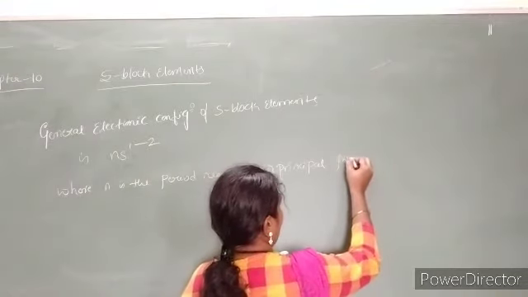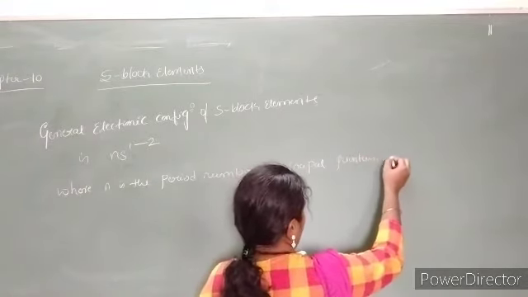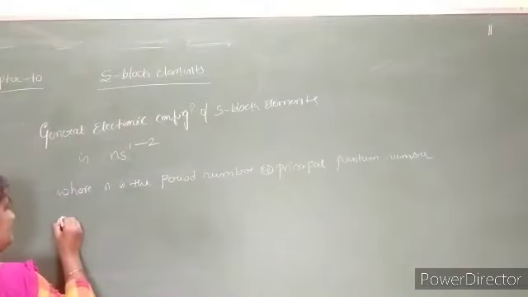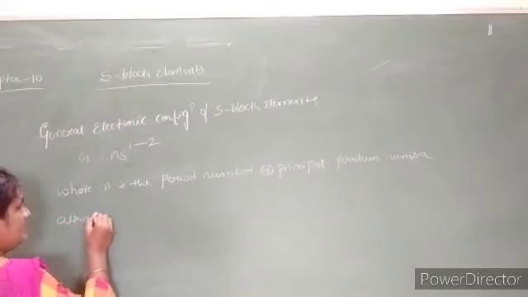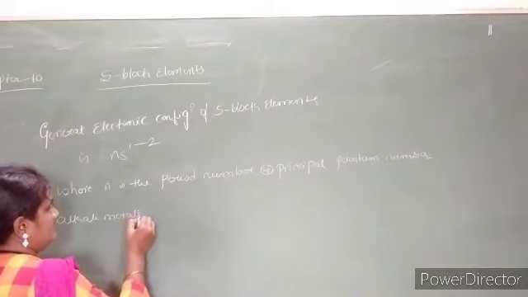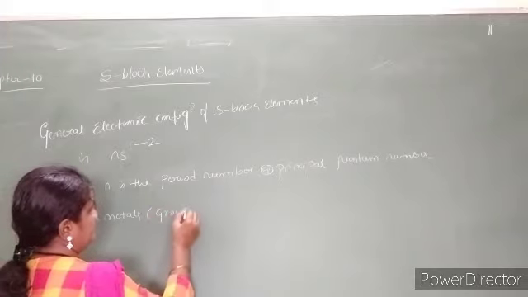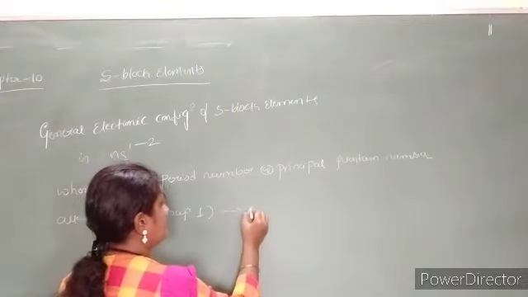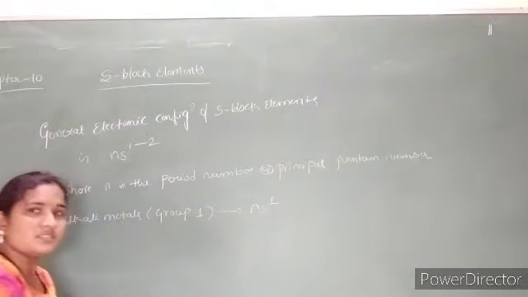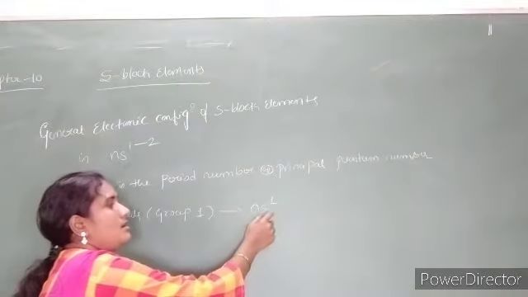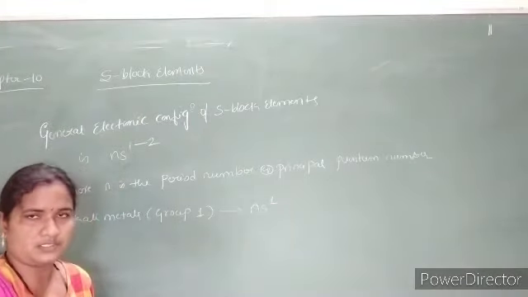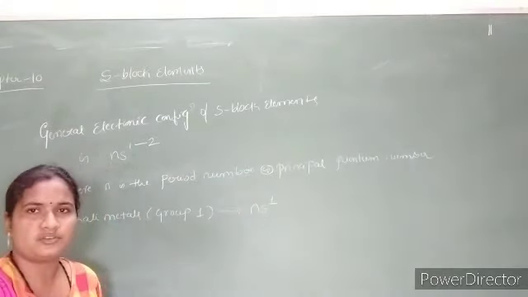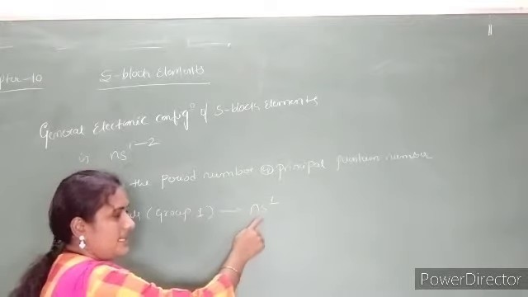Principal quantum number. And the alkali metals. The alkali metals means group 1 metals. Group 1 metals have the general electronic configuration ns1, meaning the last electron is only 1, so they contain 1 valence electron. That is why the general electronic configuration of alkali metals is written as ns1.